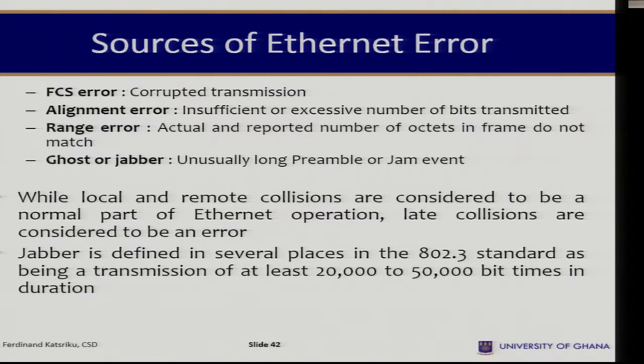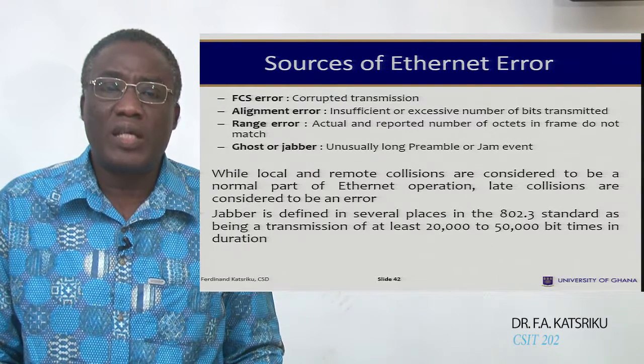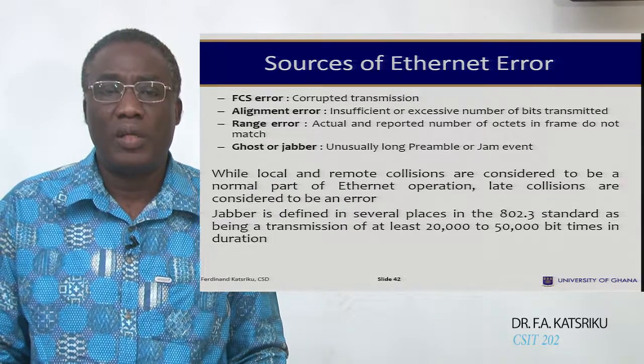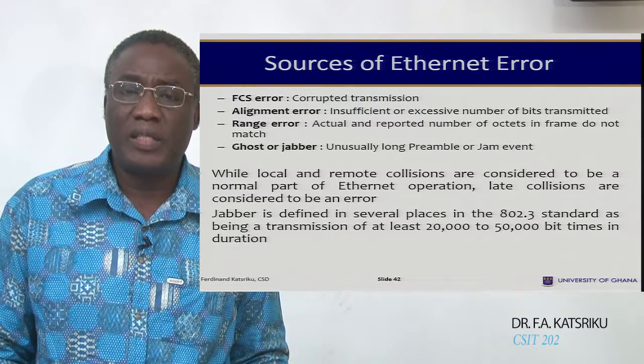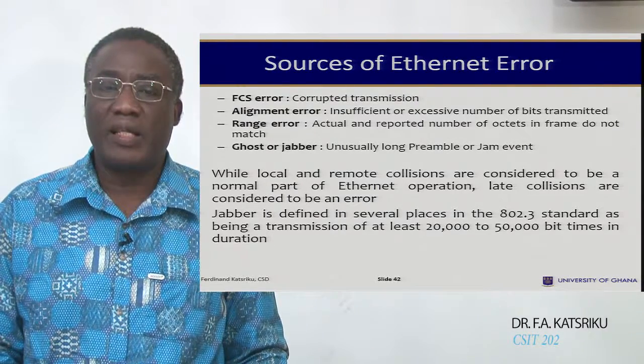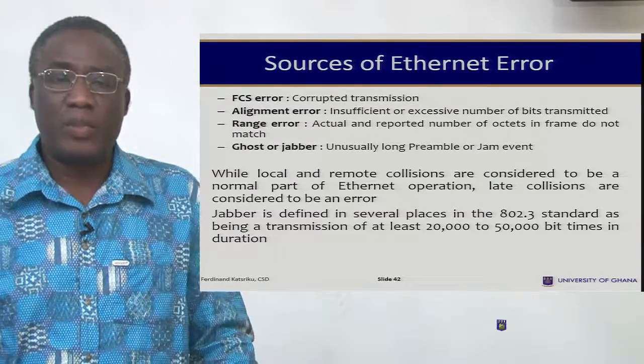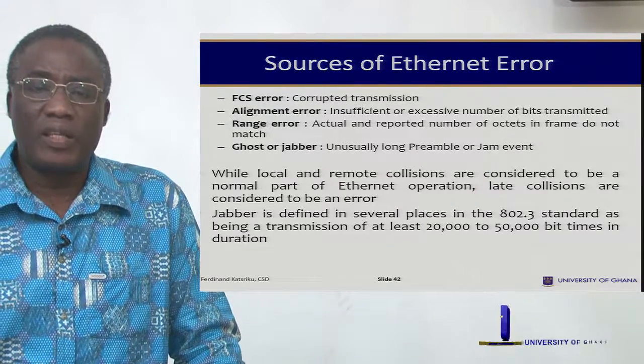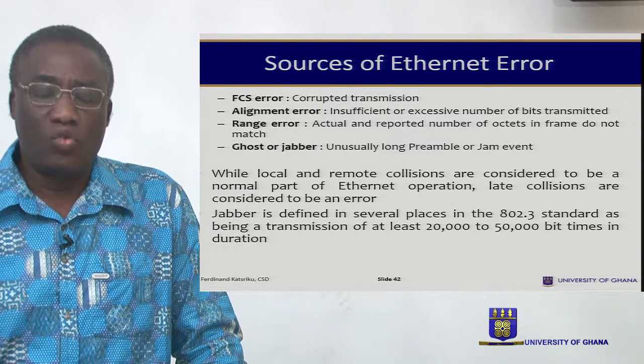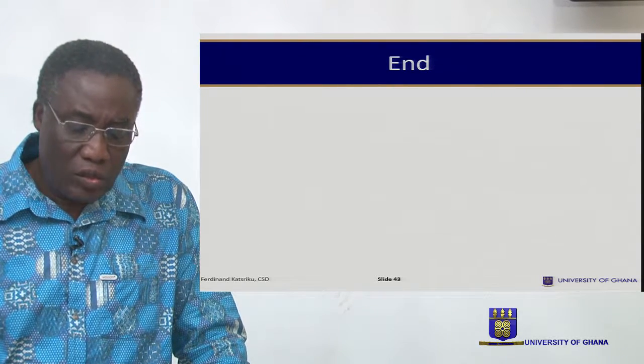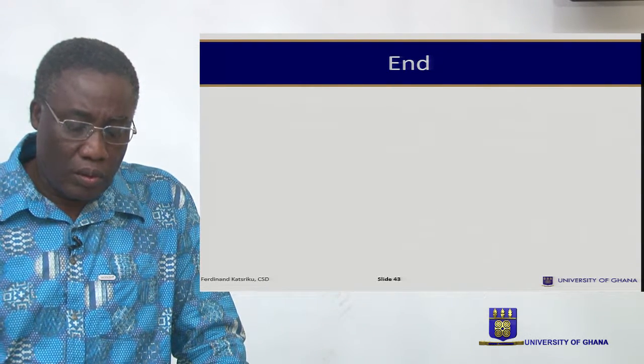While local and remote collisions are considered to be a normal part of Ethernet operation, late collisions are considered to be an error. Jabber is defined in several places in the 802.3 standard as being a transmission of at least 20,000 to 50,000 bit times in duration. That then brings us to the discussion on Ethernet.